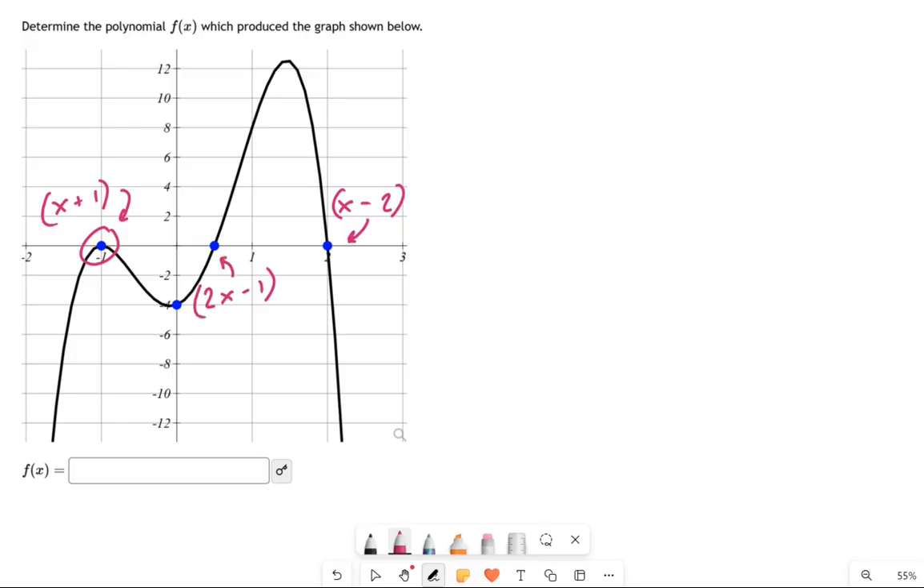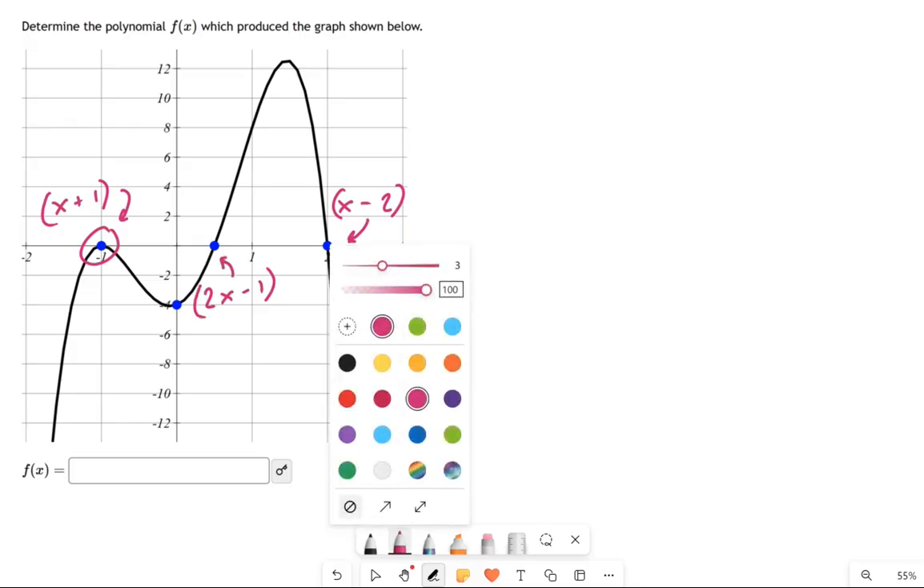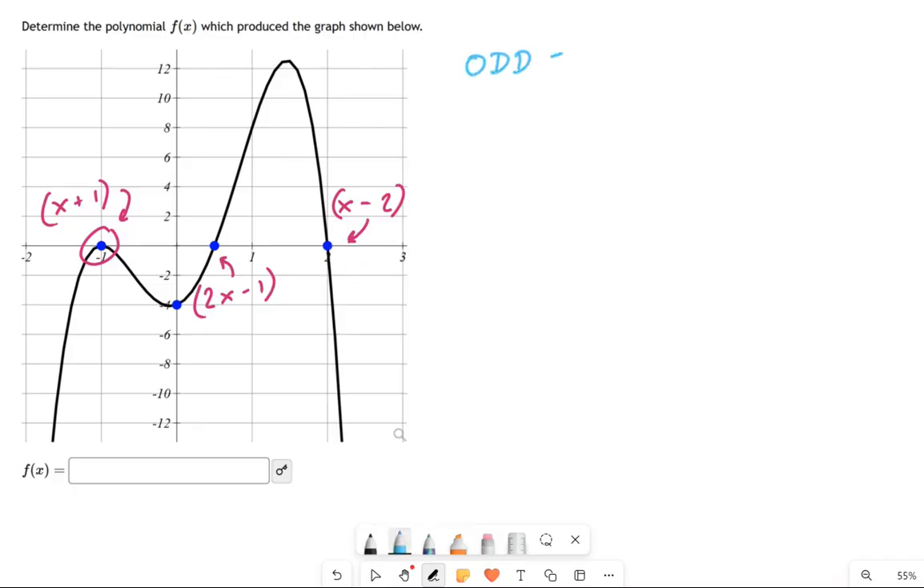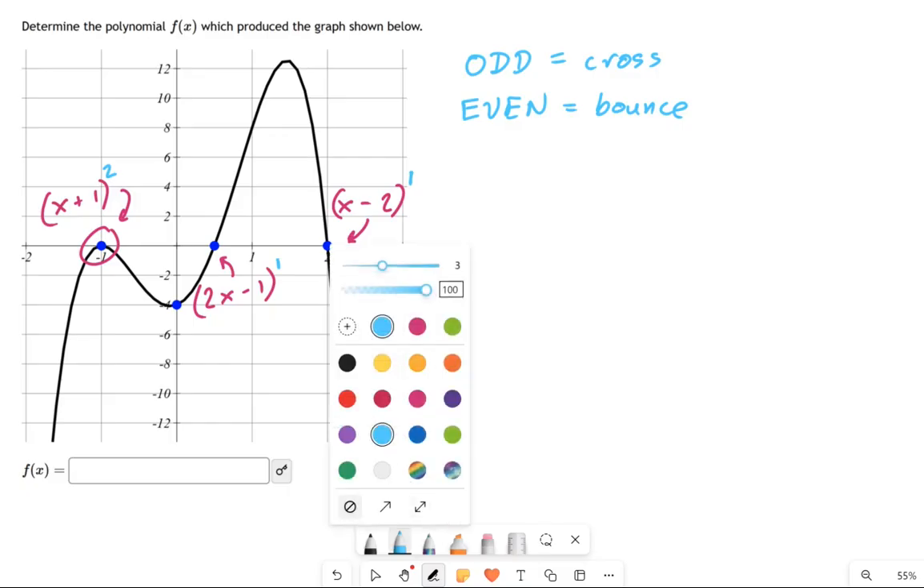Okay, now we have to think about the exponents. Exponents, if you remember, follow a pretty simple rule where odd means they cross the x-axis, and even exponents means they bounce. And you can see there's a bounce in this graph right here, which is going to want an even exponent, but the other x-intercepts both want odd exponents, which I'm going to pick as 1. You generally pick the lowest number you can. So now we're ready to put this together.